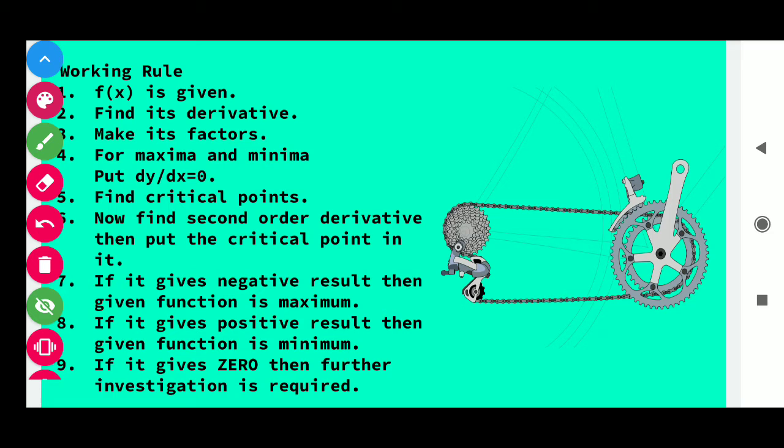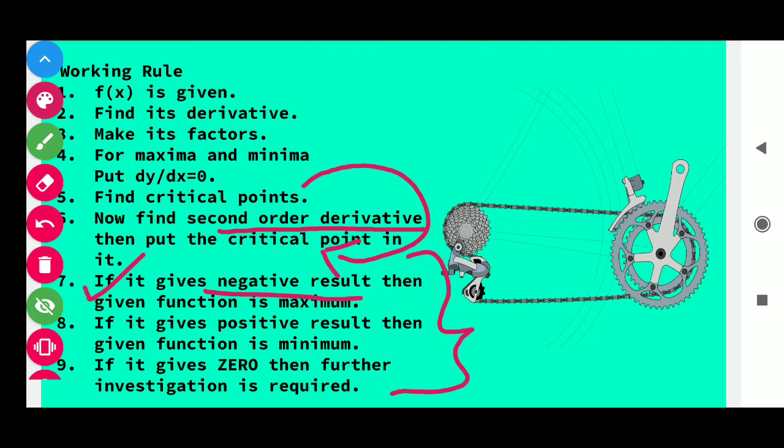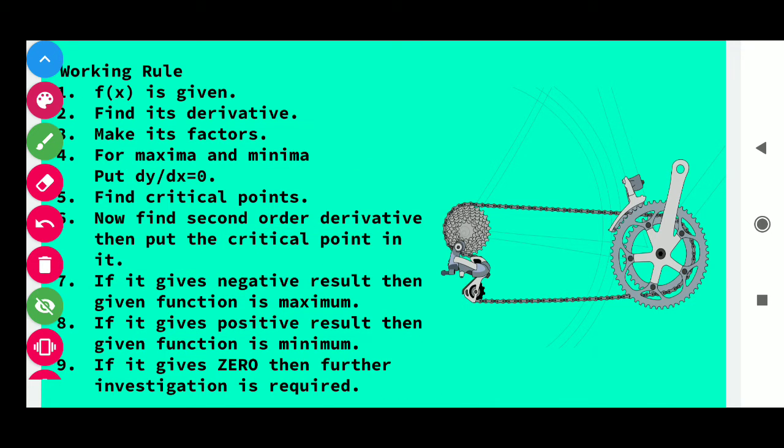But students, if we have a quadratic equation, then we get two critical points, so we need to put the points one by one. If it gives a negative result, then the given function is maximum. Remember these results: if we put the point in the second order derivative and it gives a negative answer, then the given function is maximum. If it gives a positive result, then the given function is minimum. And last, if it gives 0, then further investigation is required.